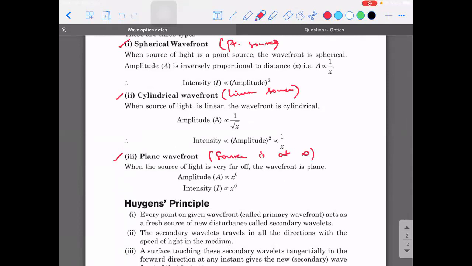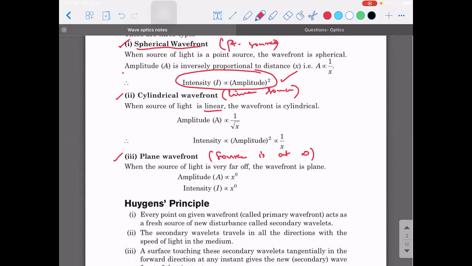There are some important points that are not there in your CBSE which you need to make a note of, so write it down. In the case of a spherical wavefront, it is observed that the intensity is directly proportional to amplitude square. That's the principle that is followed with respect to light. So intensity is directly proportional to amplitude square. Similarly, for a cylindrical wavefront, the source of light is linear.